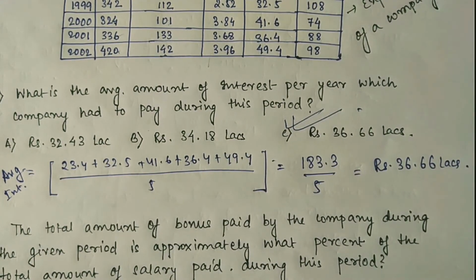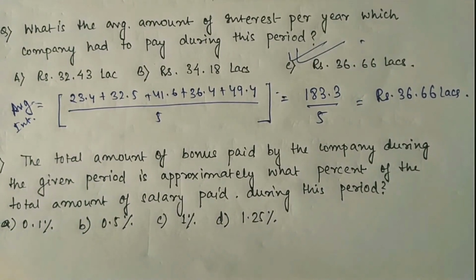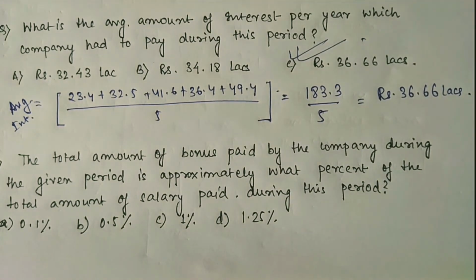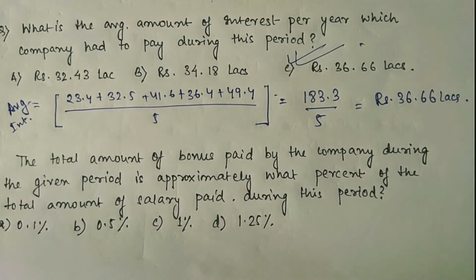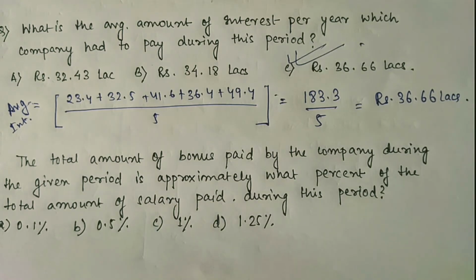Now, in the next question, what does the question ask? Let us see. The total amount of bonus paid by the company during the given period is approximately what percent of the total amount of salary paid during this period? So the bonus which has been paid by the company in this period is what percent of the salary paid in this period? Bonus is a certain percentage of the salary which the employee gets.